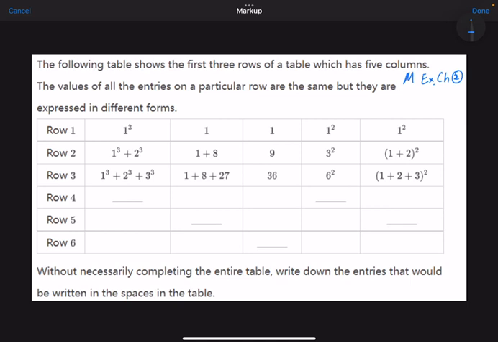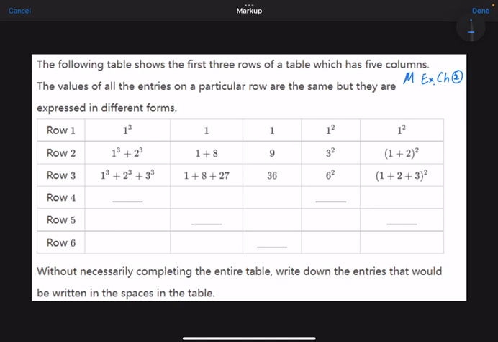And then row 2 is becoming different. We have 1 cubed plus 2 cubed, and then 1 plus 8, and then 9, and then 3 squared, and then 1 plus 2 squared. And then row 3, we have 1 cubed plus 2 cubed plus 3 cubed. And then column 2, we have 1 plus 8 plus 27. Column 3, we have 36. Column 4, we have 6 squared. Column 5, we have 1 plus 2 plus 3 altogether squared.